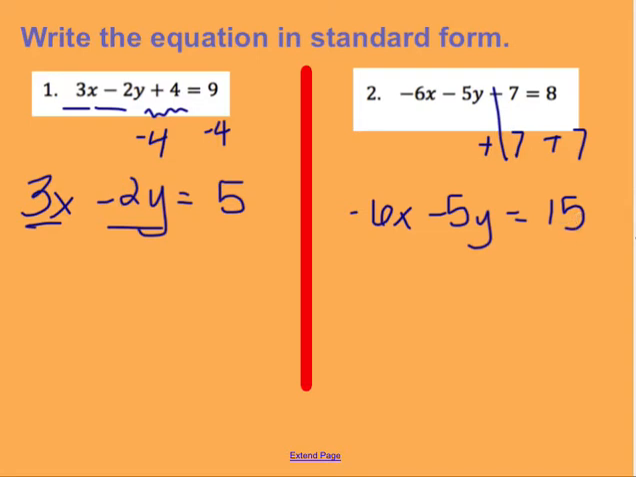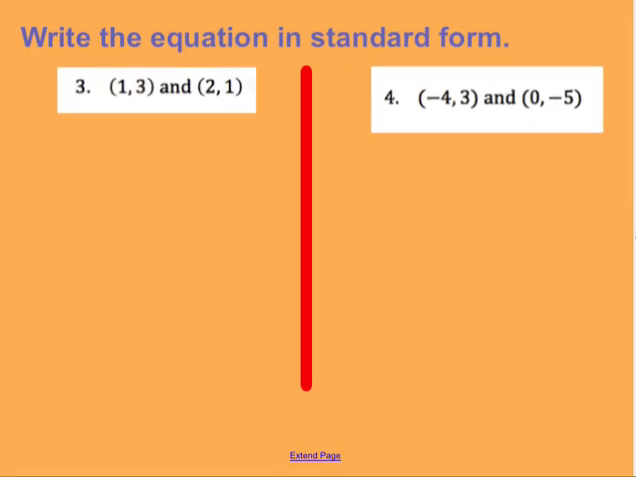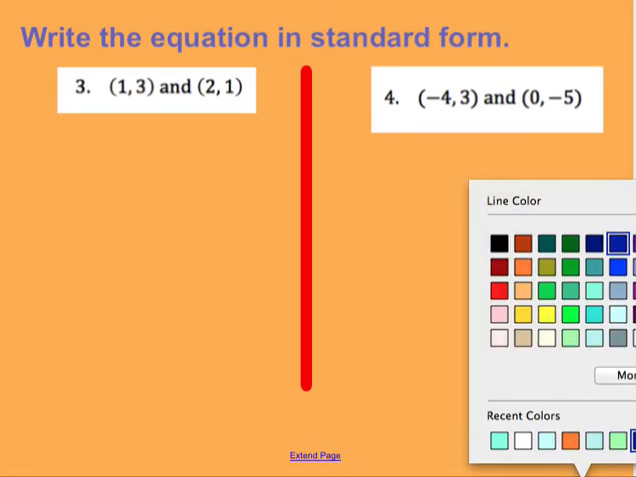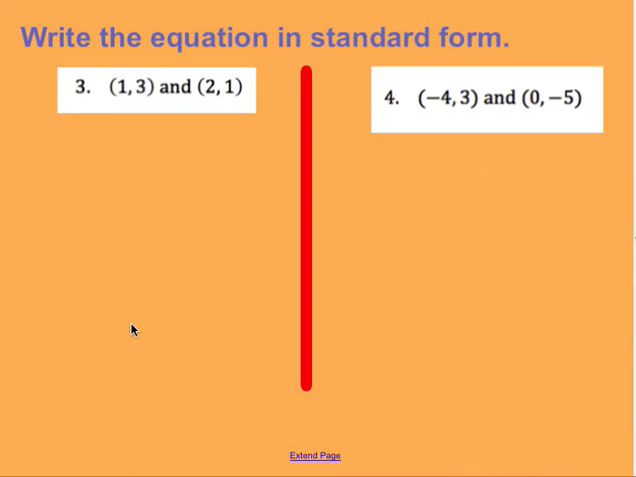Now 3 and 4 get a little more confusing because we need to write them in standard form, but we're only given 2 points. Well, when we're given 2 points, the only thing we know how to do right now is to put it into point slope form. So the first thing we're going to do is calculate the slope. Let's label x1, y1, x2, y2. So we're going to do y2 minus y1 over x2 minus x1.